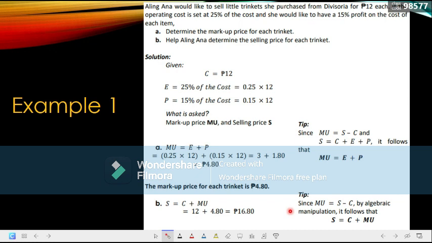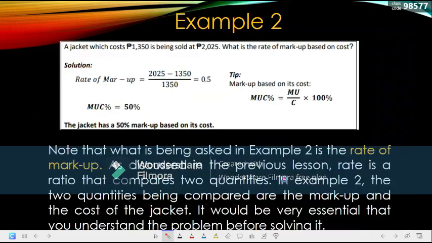Therefore, the selling price for each trinket is 16 pesos and 80 centavos. Since markup is equal to selling price minus cost price, by algebraic manipulation, it follows that the selling price is equal to the cost price plus the markup. Okay? So I hope you were able to get example number 1. Now let us proceed.